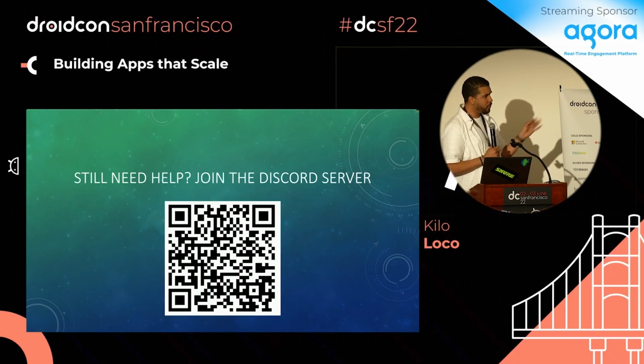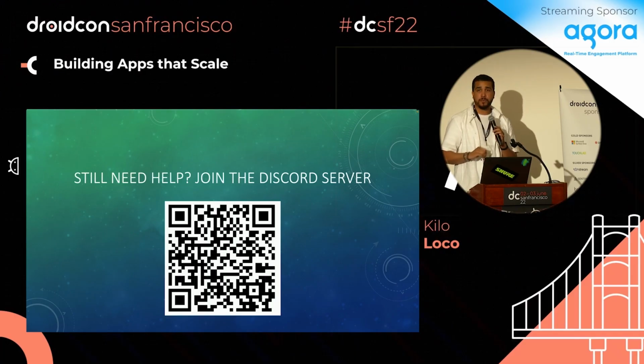So with all that said, those are like the 8 different points that I think are most important in terms of building a scalable app.